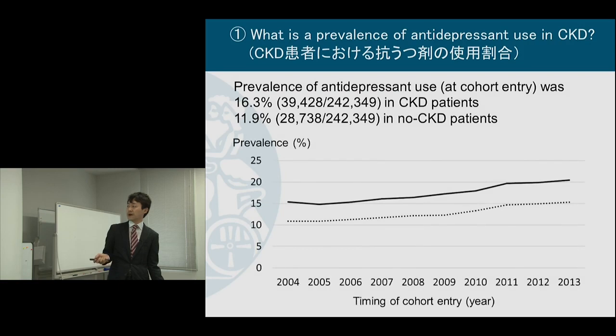Stratified by timing of cohort entry, the association was nearly parallel over time, so nearly 1.5 times always. So now I would conclude more confidently that the prevalence of antidepressant use in patients with CKD is higher than in the general population with the same age and sex in the same GP practice.